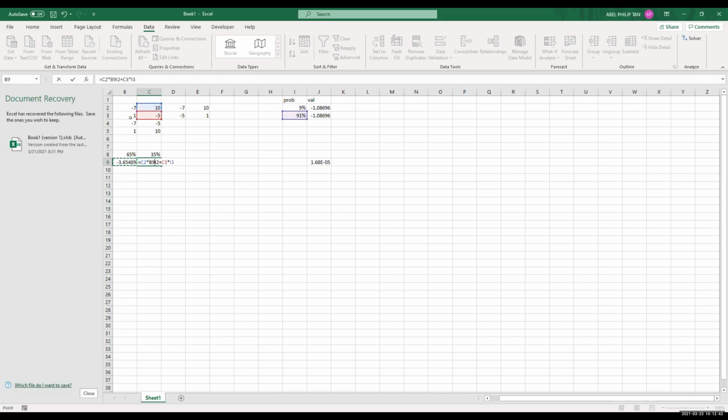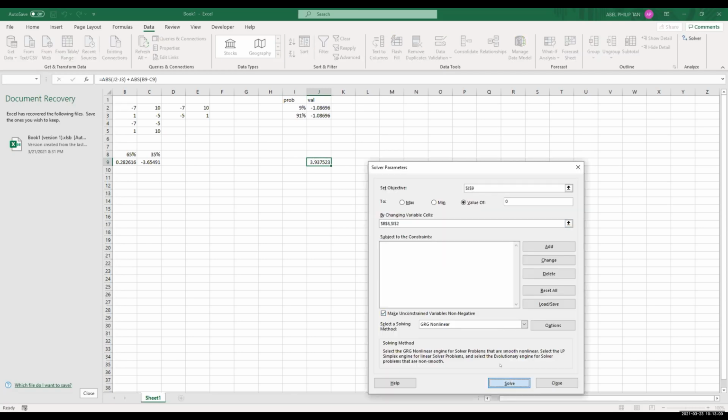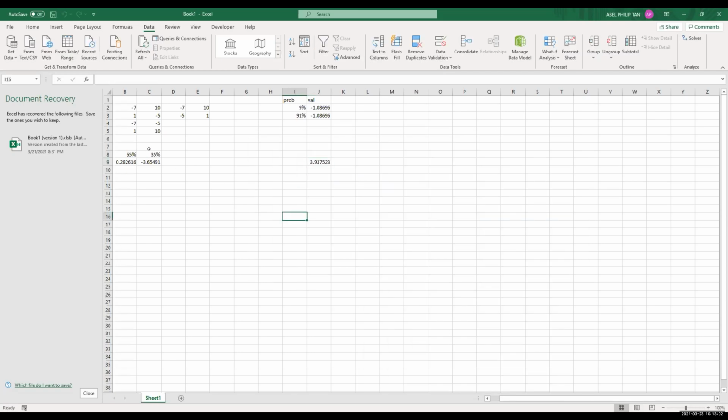I used the solver. Wait. And oh wait, wrong formula. Whoops. Oh wait. Make it 60 first.